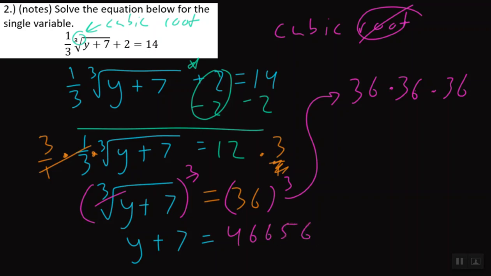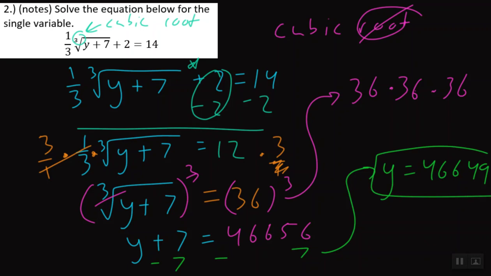46,656. And to finish this problem off, I will simply subtract both sides by 7, and it appears that my final answer will be 46,649. Crazy number, and that's okay. Pause the video, finish taking notes. Let's move on to our third example.